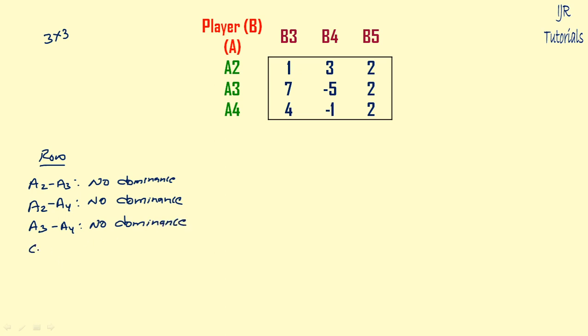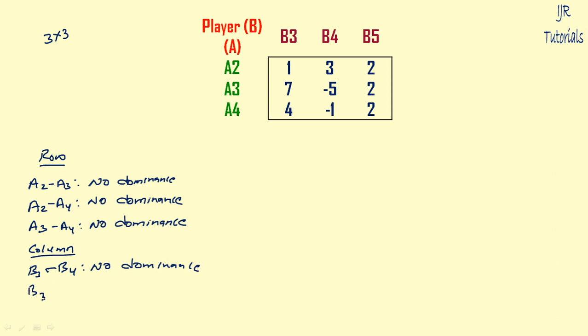So immediately we can calculate column also. Column dominance B3, B4 dominance. B3 1 and 3. So 1 is dominating 3 and 7 and minus 5. Minus 5 is dominating. So in one case B3 is dominating B4. In second case B4 is dominating B3. So we can say that no dominance.